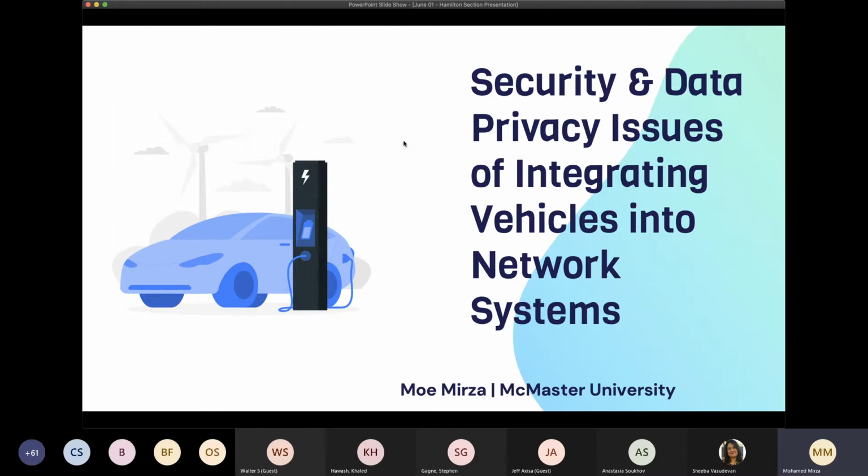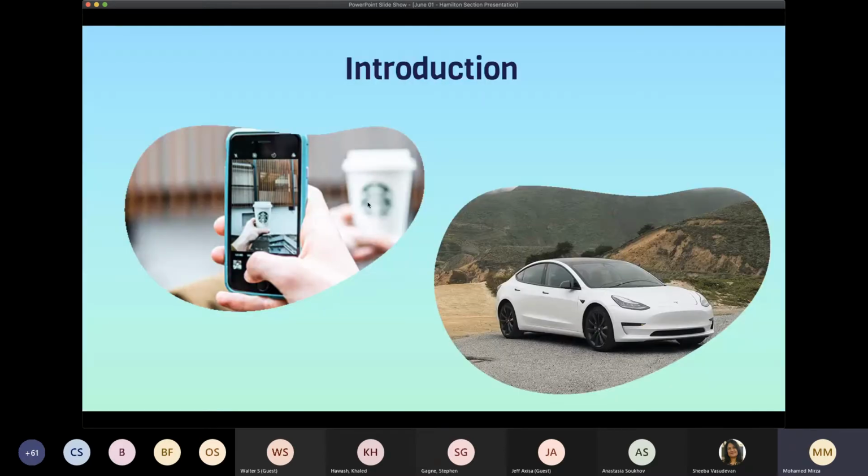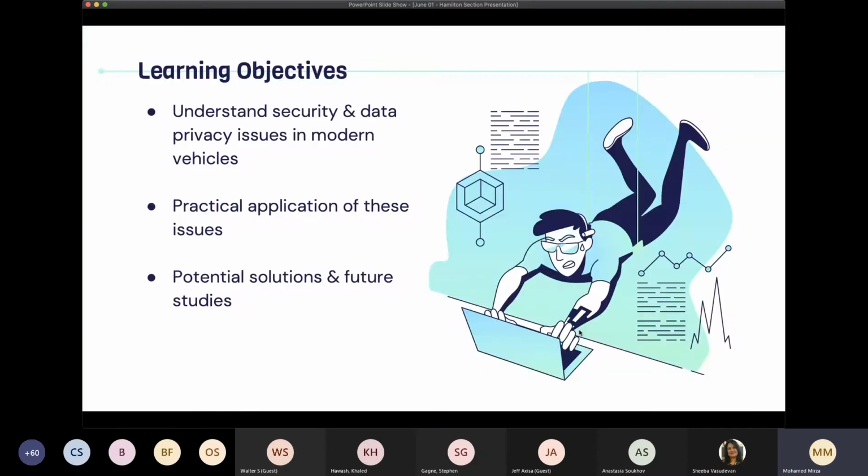And today I'm going to be talking about security and data privacy issues of integrating vehicles into network systems. Now, first off, ignore the Starbucks, but one theme I want to drill down in today's presentation is how modern automobiles are pretty much large-scale computers. They're being heavily integrated into network systems. An example of that is with the new Teslas: when you want to upgrade your Tesla, you purchase the upgrade online via their website. And just like a software upgrade on your phone, you go in on the dashboard and upgrade it.